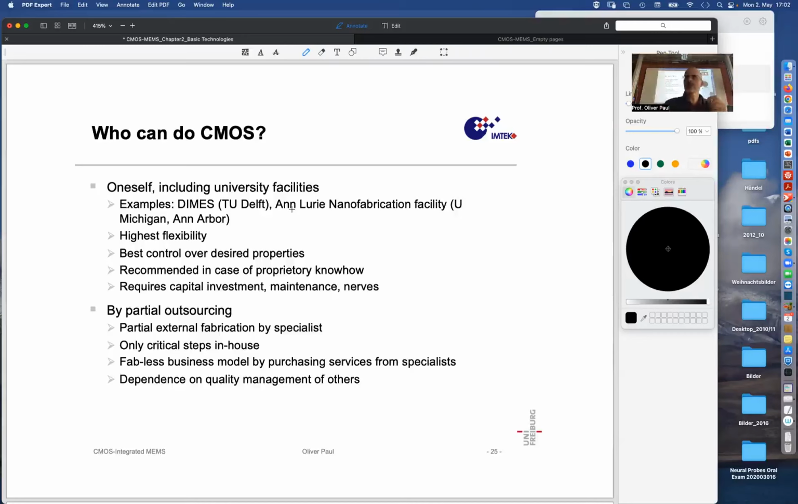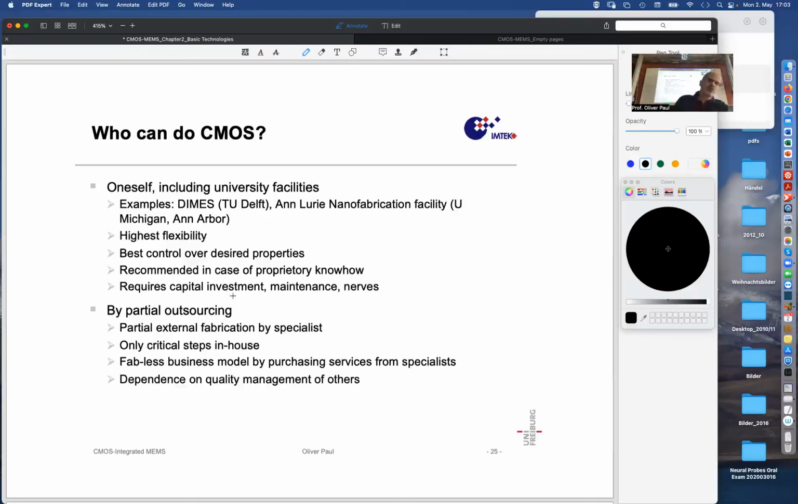You cannot just run through a process sheet and say, please do that, or they run through and then at the end nothing works. So you need to be there. But you can do lots of variants at the cost of a lot of capital equipment.